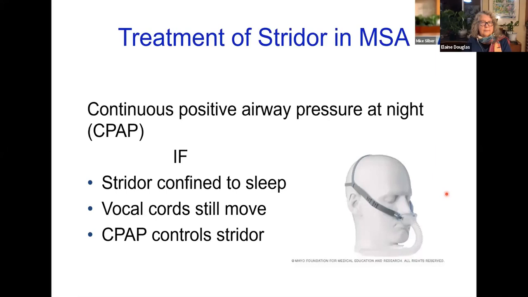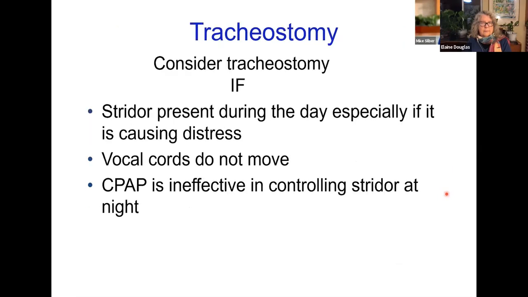And we are a little more concerned if the vocal cords don't move at all. And of course, we want the CPAP to control the stridor. The other approach to treating stridor is to use a tracheostomy, which is a surgical procedure low in the neck where a little tube is placed into the windpipe or trachea and bypasses the vocal cords altogether. We consider tracheostomy if stridor is present during the day, especially if it's causing distress.